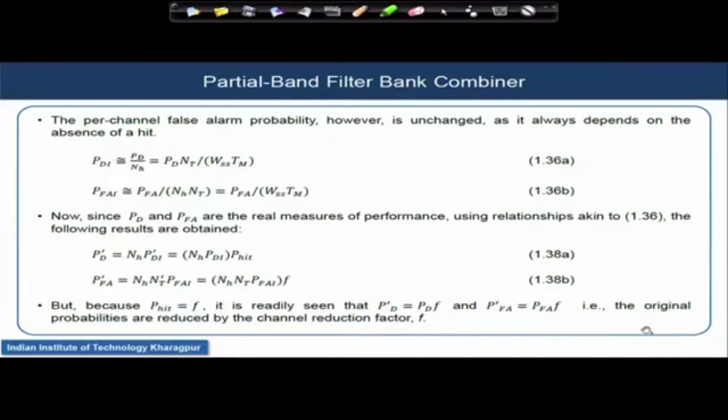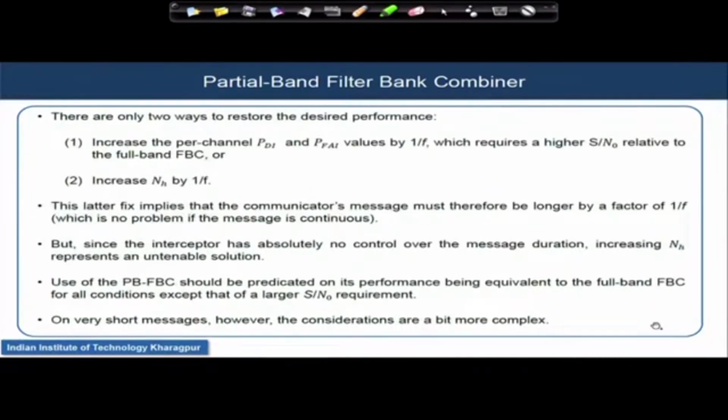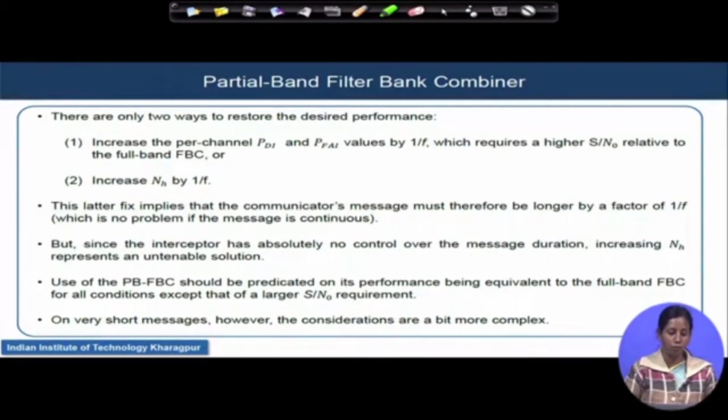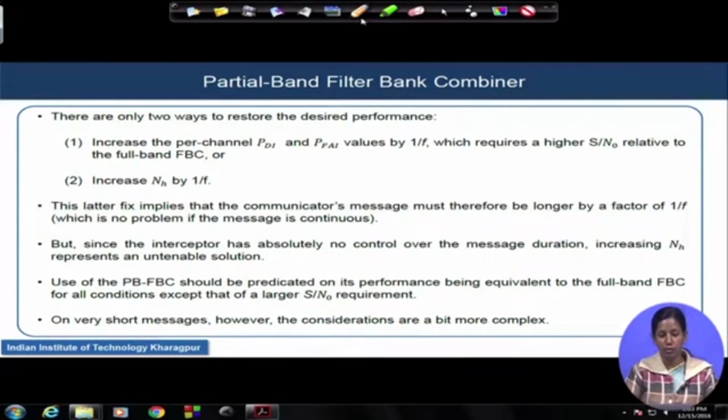The more you simplify your circuitry, the greater the payment, the loss, in the performance of the detector. Now, there are only two ways to restore the desired performance. We have already understood that there is a loss in performance, so there are two ways. Either you increase the per-channel PDI and PFI by the factor 1 by f, which requires a higher SNR relative to the full band FBC, or you increase the NH by 1 by f.